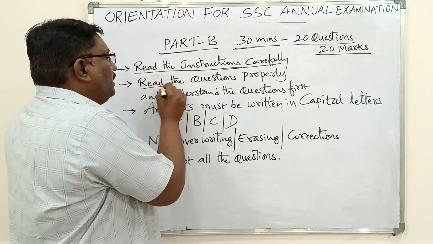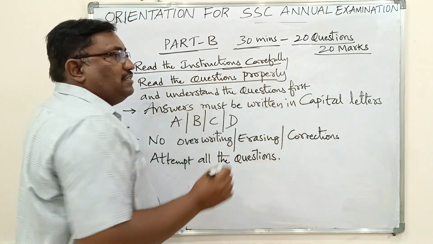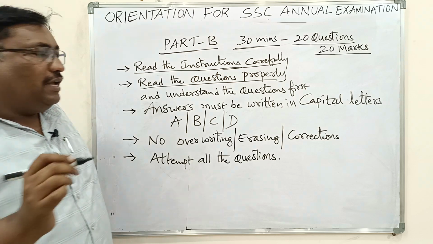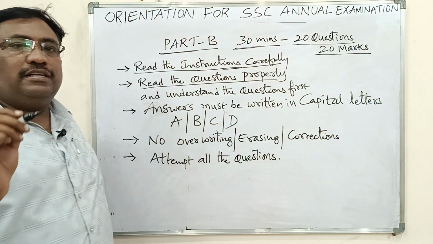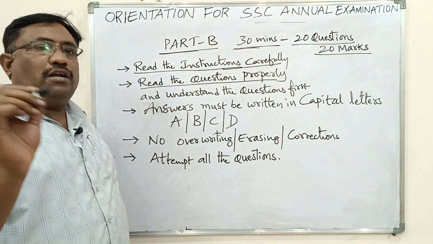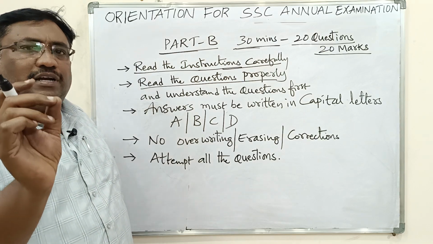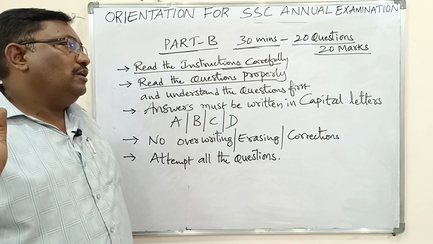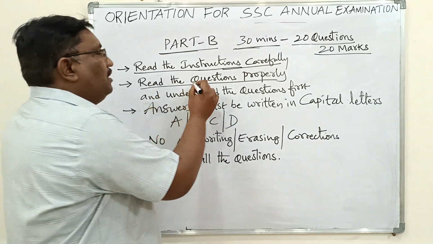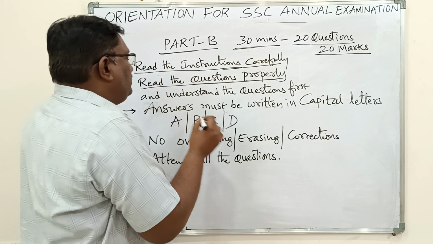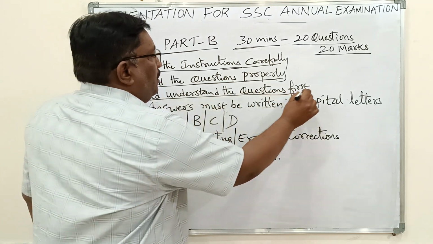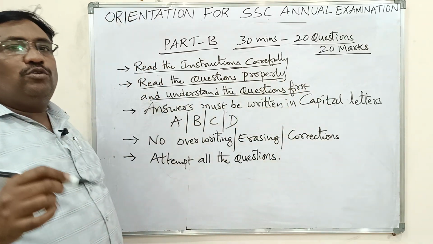Second, read the questions properly. Try to understand the questions properly, because in social studies there are certain questions where a small word changes what is meant. If you miss that, the entire answer will become wrong. So that is the reason. Read the questions very, very properly and try to understand them first, then try to answer.